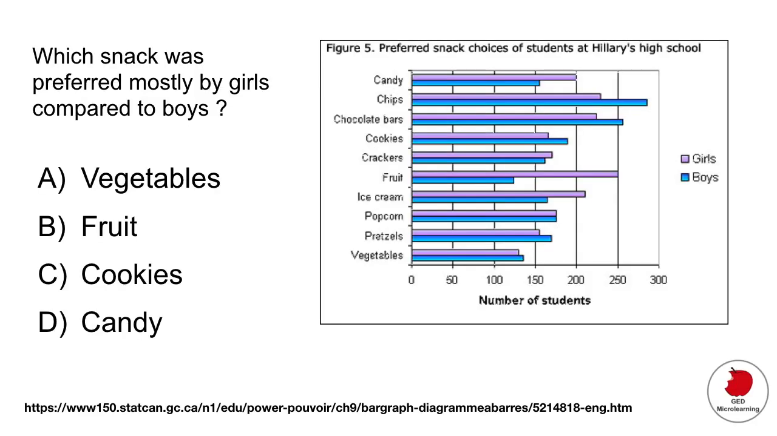All right, so question 8. Question 8 is a bar graph, and when we look at bar graphs in the GED, sometimes they will give you horizontal bar graphs and sometimes vertical bar graphs. So you have to be familiar with both. The question here says, which snack was preferred mostly by girls compared to boys?